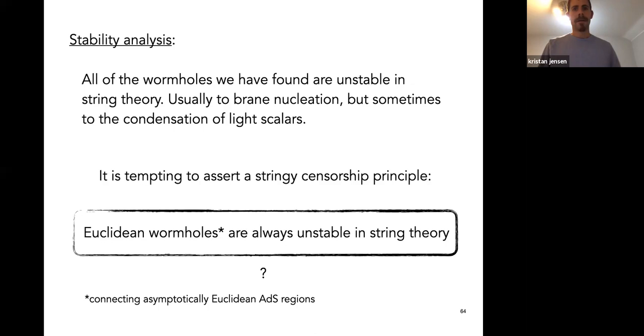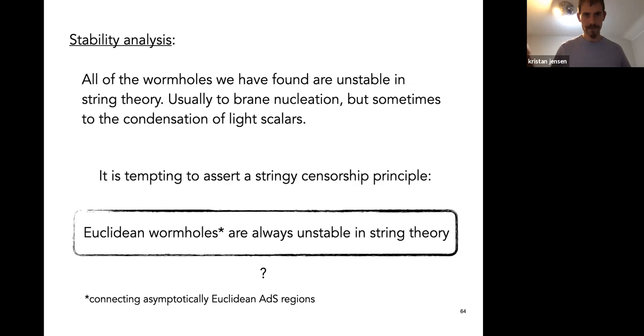All the wormholes we have found, I gave some lists where there's a whole bunch of these things that we found, are always unstable, we find, within string theory. And we don't have a proof that this is always the case, but all the ones that we have found are indeed unstable. Which instability it is depends on the details of the wormhole. Usually it's brane nucleation, but sometimes light scalars condense. So for instance, if we're talking about AdS5 times S5 with S1 times S3 boundary, then very big wormholes are unstable to free brane nucleation, but small wormholes are unstable to light scalar condensation.